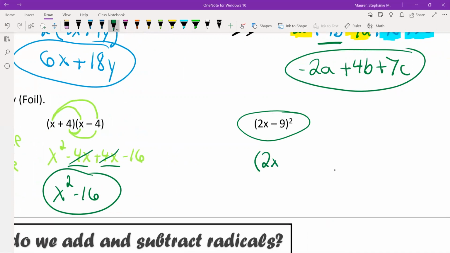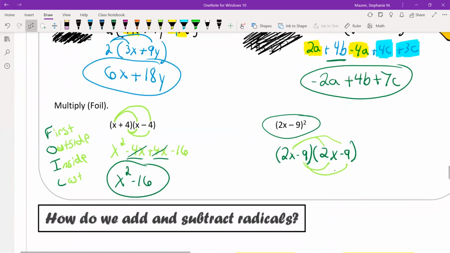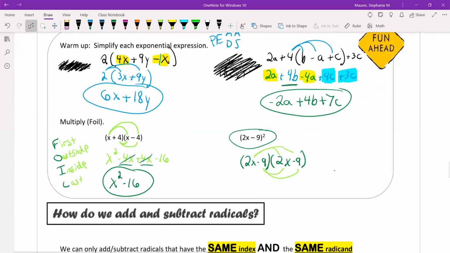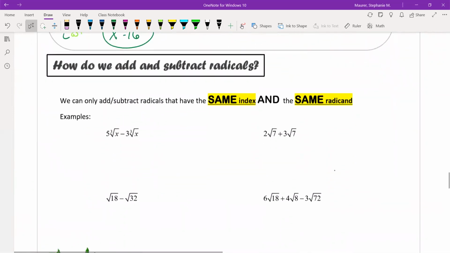What you actually have is a 2x minus 9 written twice. Squared means that you have two of the exact same thing. So you write it twice, and then you'd have to go through the process we just did of first, outside, inside, last, okay? So the point I wanted to make there is the idea of squared. Now that we have some background knowledge, which again seems slightly irrelevant at this current moment as far as radicals go, let's go down and take a look at adding and subtracting radicals.